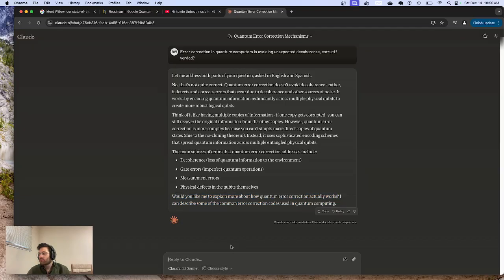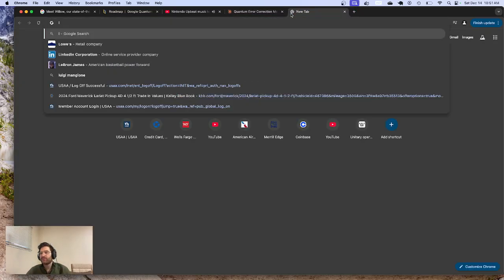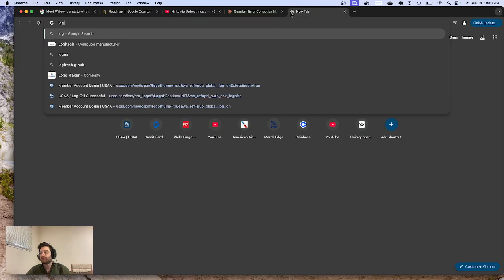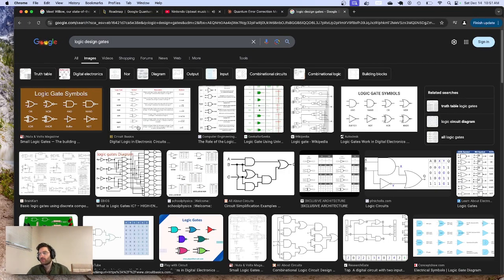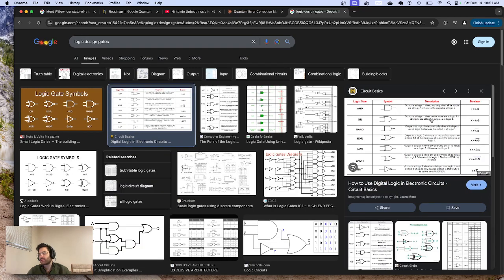Yeah, we'll get to that. First, help me. Gate errors. Gates are just operators, the same thing you see in logic design. In normal computers, you have these logic gates. This is the basis of computer operations, essentially.